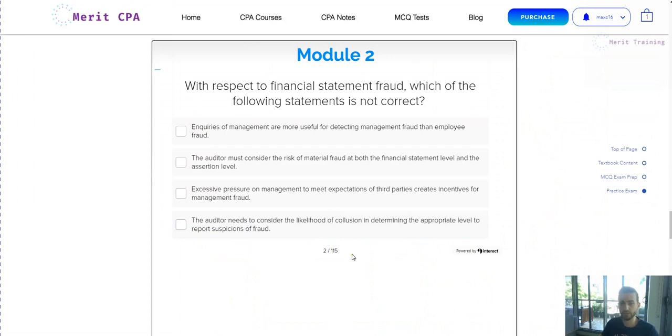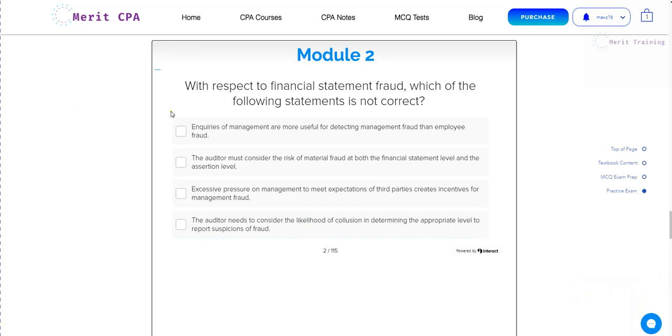Okay, next question. With respect to financial statement fraud, which one of the following statements is not correct? So not correct. So A, inquiries of management are more useful for detecting management fraud than employee fraud. B, the auditor must consider the risk of material fraud at both the financial statement level and the assertion level. C, excessive pressure on management to meet expectations of third party creates incentives for management fraud. And D, the auditor needs to consider the likelihood of collusion in determining the appropriate level to report suspicions of fraud.